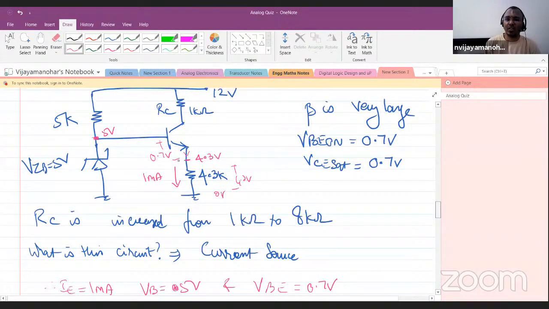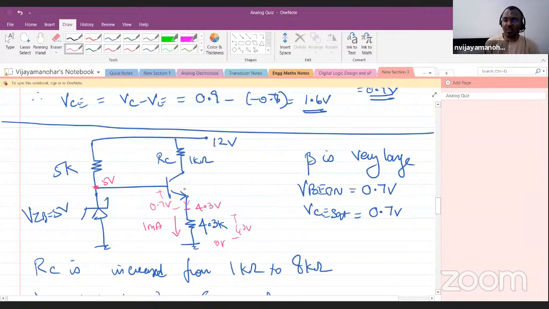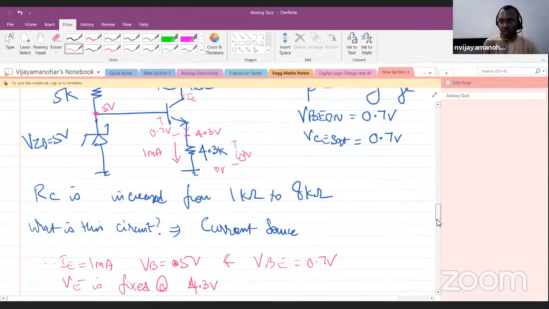Whatever may be the value of RC, as long as the transistor is in the active region, the current through RC is fixed at 1 milliampere, because I am estimating the current through RC without even knowing what RC is. This is my IC. Why is IC fixed? Because VB is fixed, VBE is fixed, so VE is fixed, RE is fixed, IE is fixed, IC is fixed. That's the way the circuit works. Clear? So this is a constant current source.